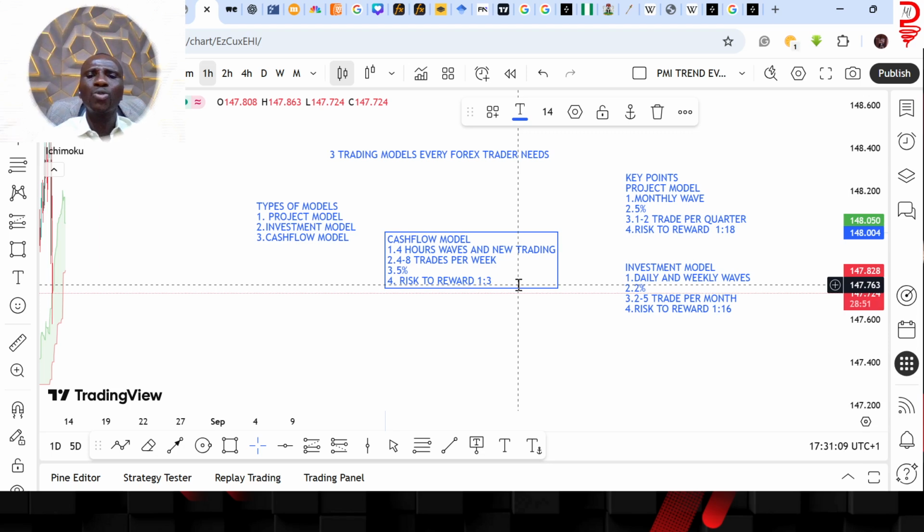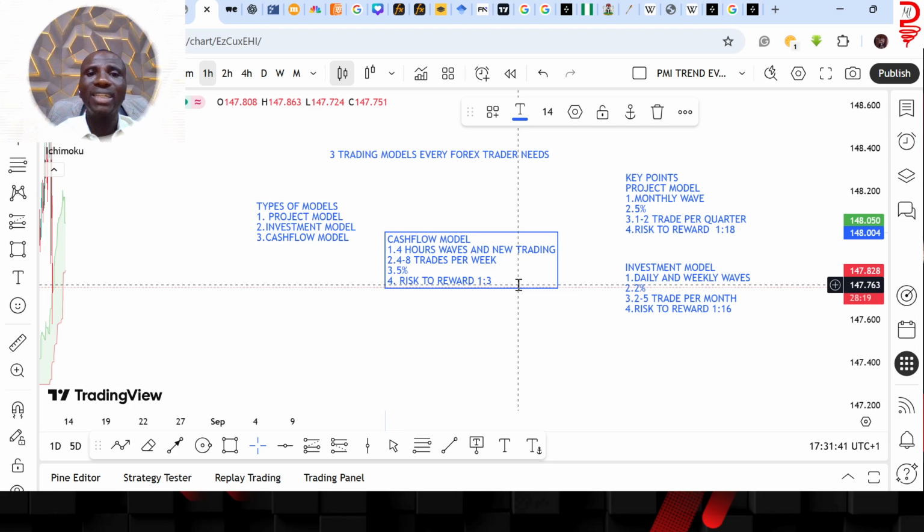But because we are trying to build people that trade forex from a professional standpoint, we encourage everyone that we engage, especially our Potential Miners International, to trade with these 3 different models. Have a project model or project account, have an investment model that you are trading with a fraction of your capital, then have a cash flow account. On this account, you are expected to pick 4 to 8 trades. That's what we do at Potential Miners International.